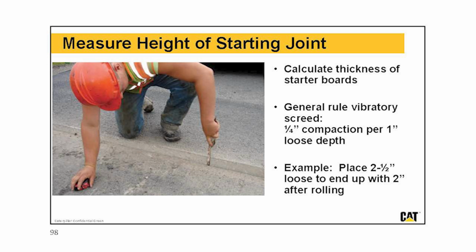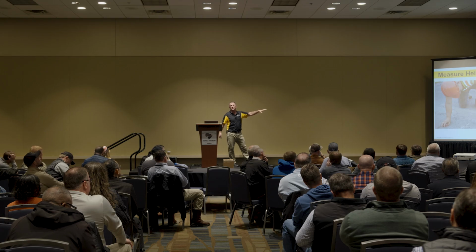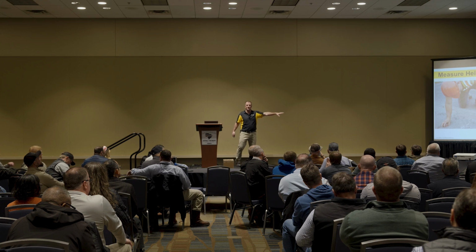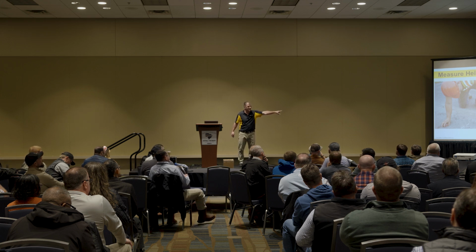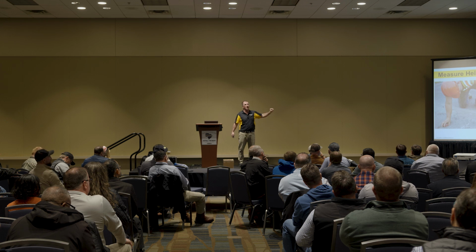He's measuring the thickness of the existing where they're going to take off. Notice the nice saw cut edge there. So he can get the right thickness of starter boards. So they want to pave 2 inches in there, compacted, right, to match that. So how much loose? 2.5. So what do his boards need to be?